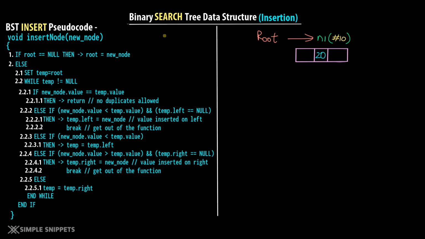So let's say now the node that you want to add, let's say it is n2, which has the value of 10. Okay, let's create that node. Let's say this is n2 who's created at an address of hash 7. Okay, and let's say it has the value of 10.